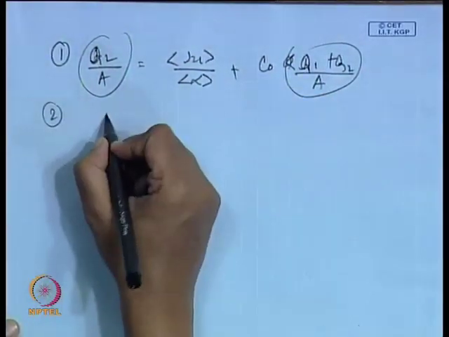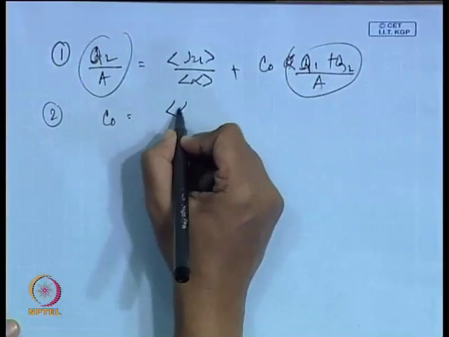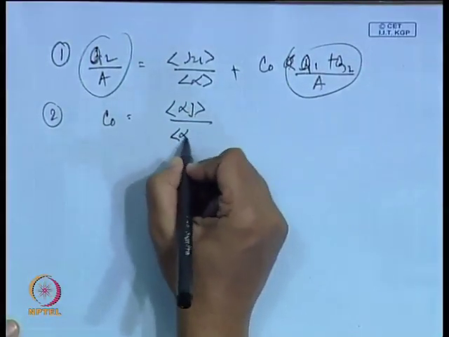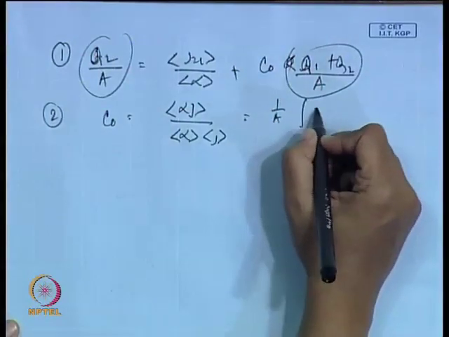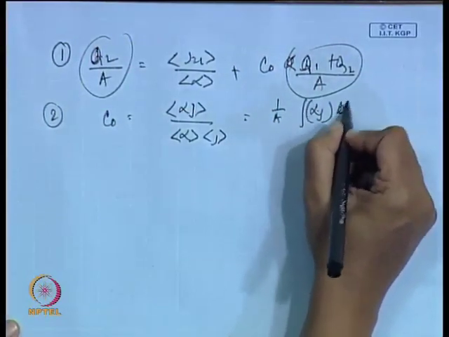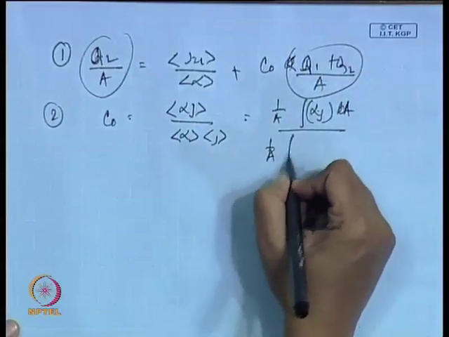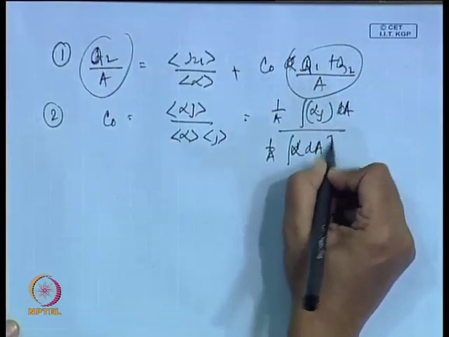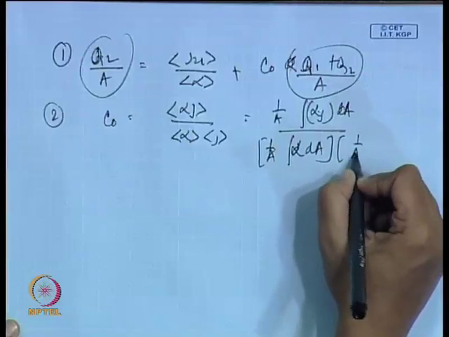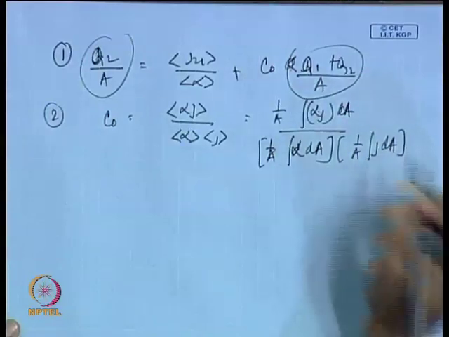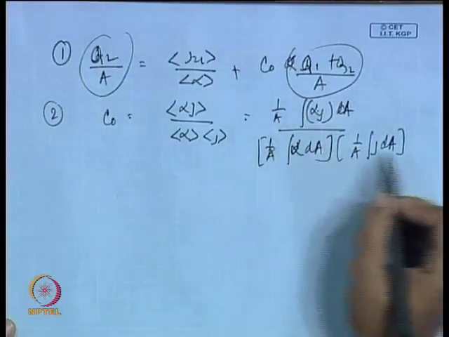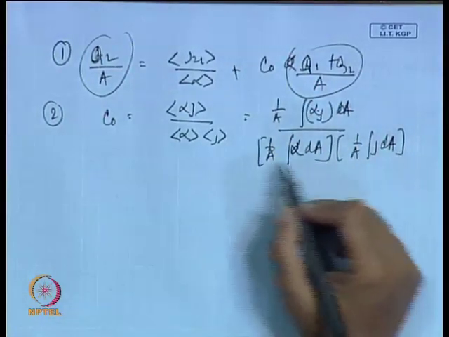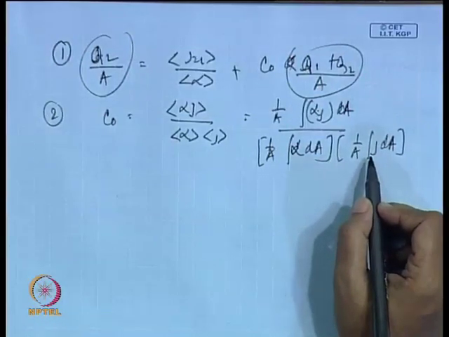The other thing is, what is the basic definition? The basic definition is alpha j by alpha j, okay? Or in other words, if we go to the actual definition, this is the other definition. So, from the velocity profile and the concentration profile also, we can find out C0. This can be the other way, isn't it?